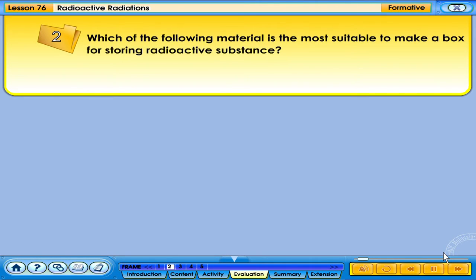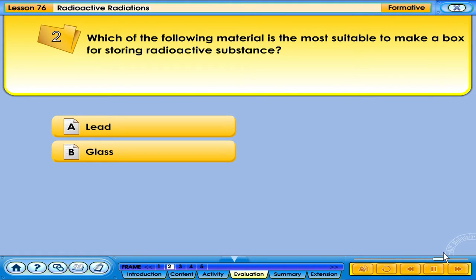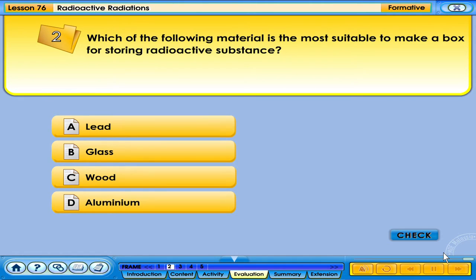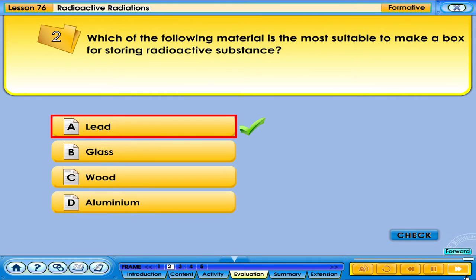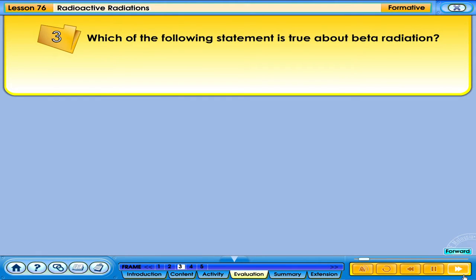Which of the following materials is the most suitable to make a box for storing radioactive substances? A. Lead, B. Glass, C. Wood, D. Aluminium. Your answer is correct.